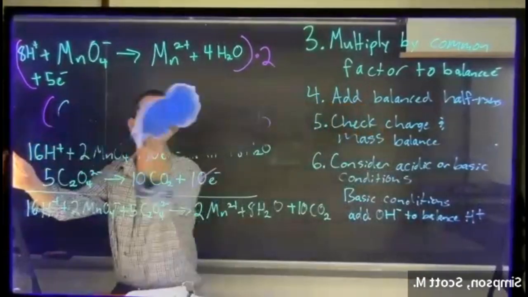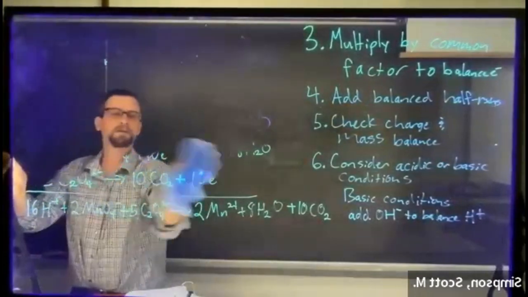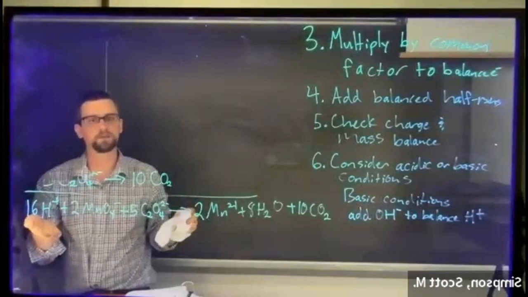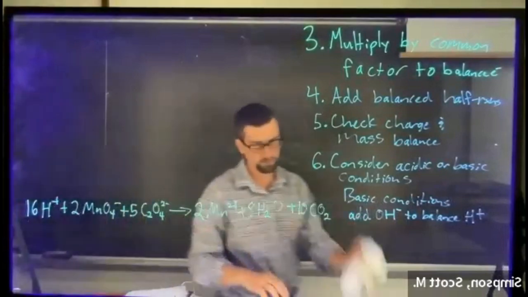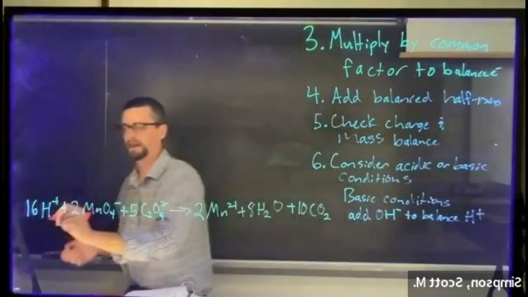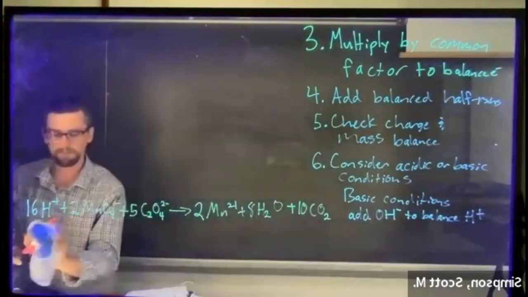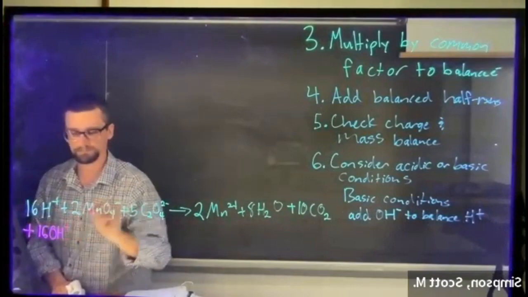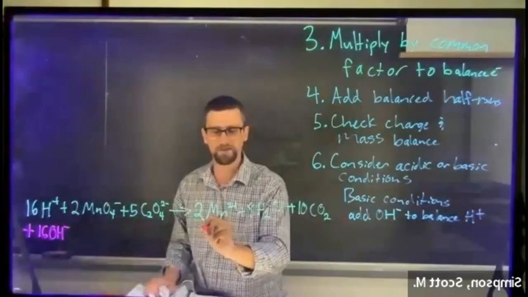We wanted to consider it under basic conditions. What we would need to do is add hydroxide to cancel out this H plus. So in order to do that, we would need a total of 16 hydroxides. Oops, I should have put 16 there, I'm sorry. If we add it to the right, we have to add it to the left.